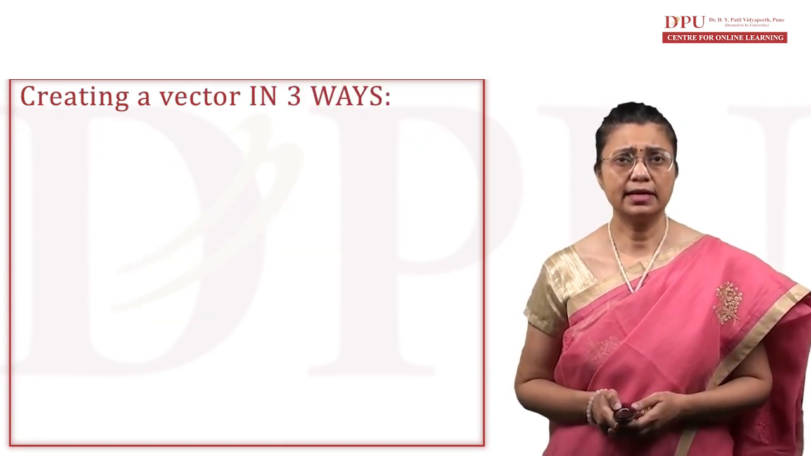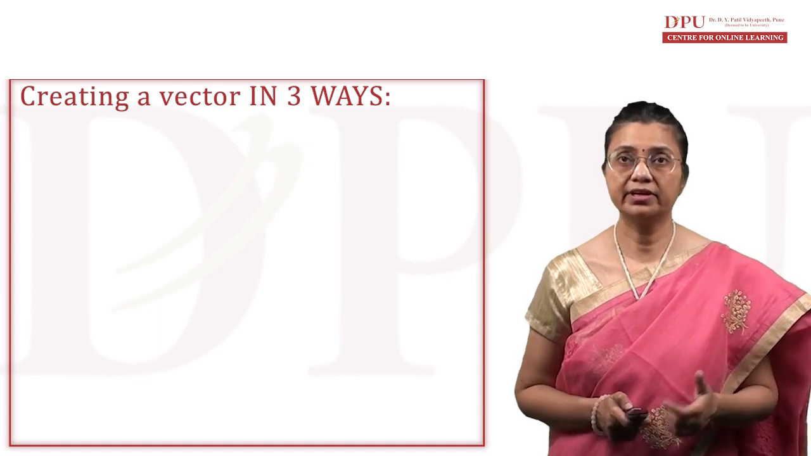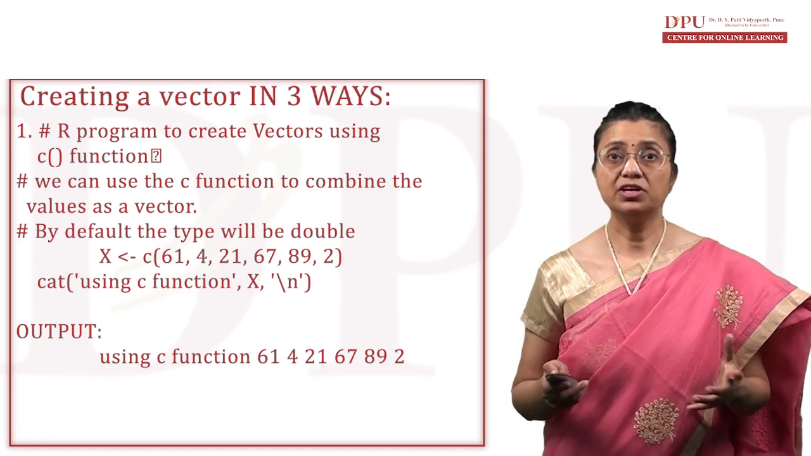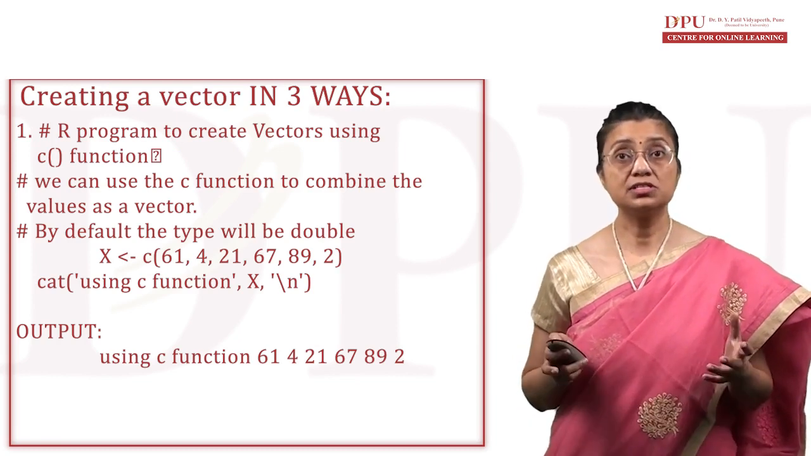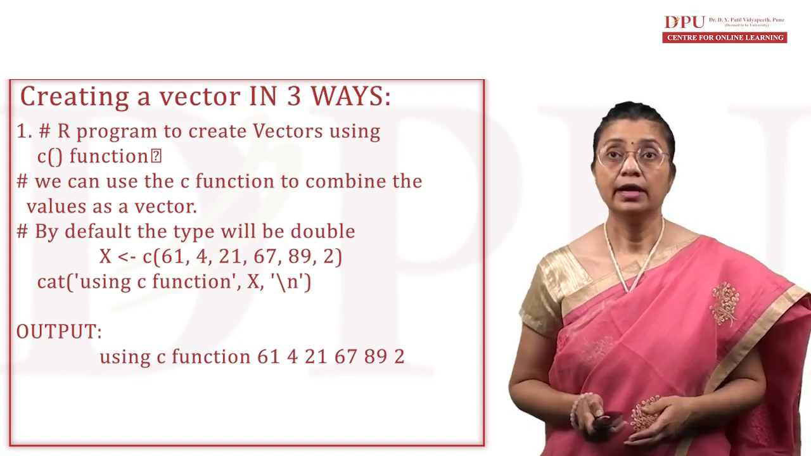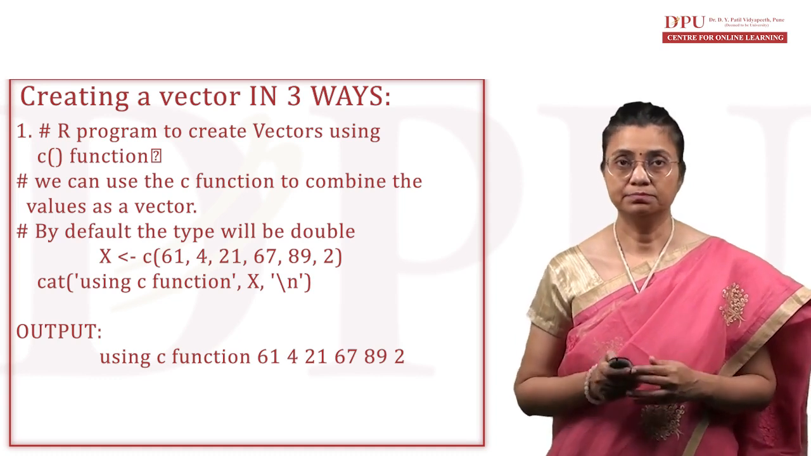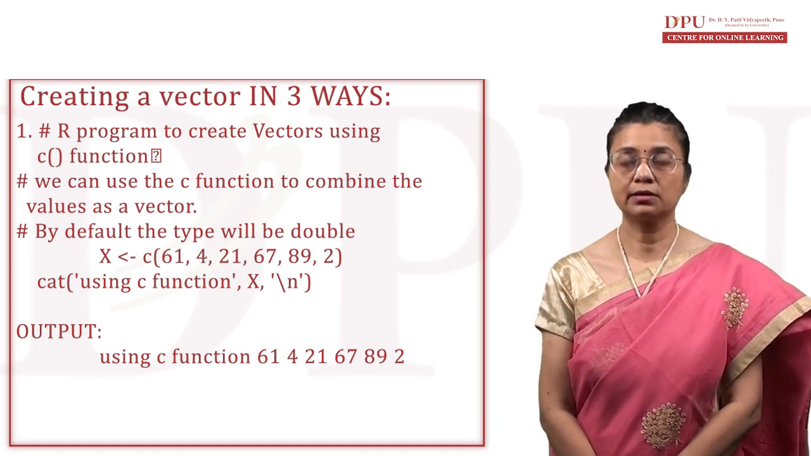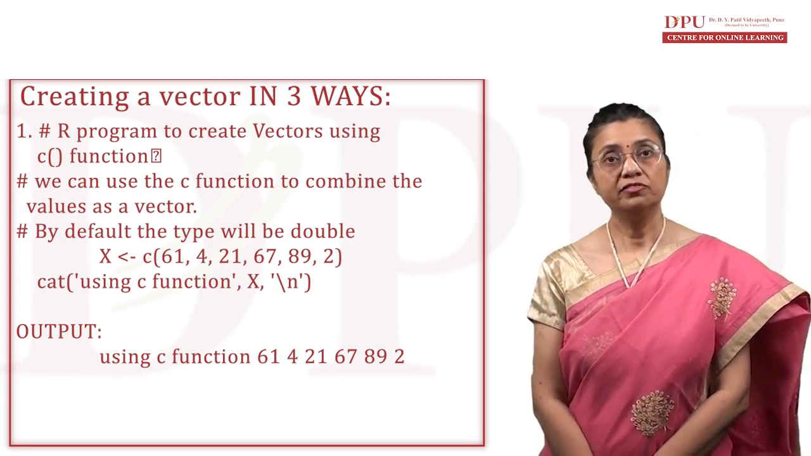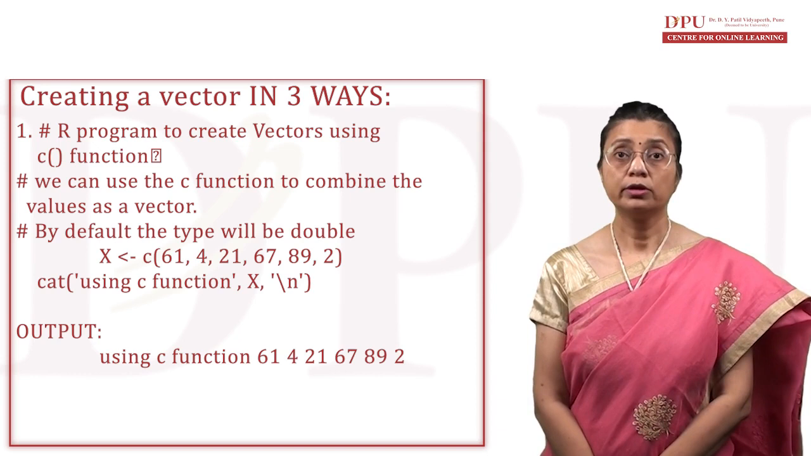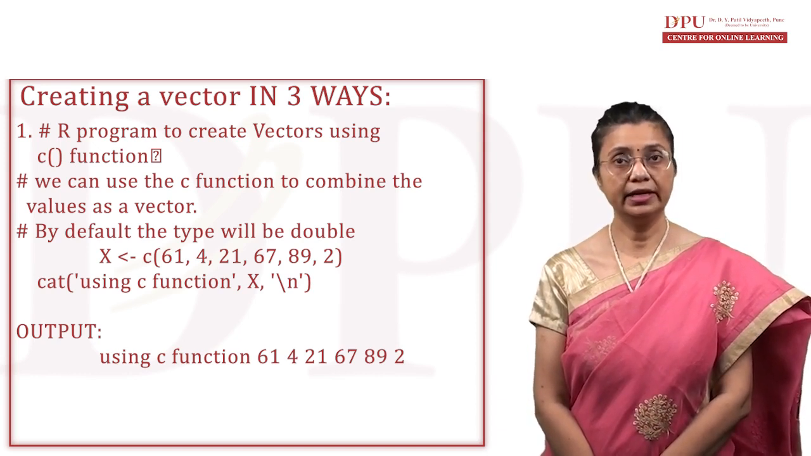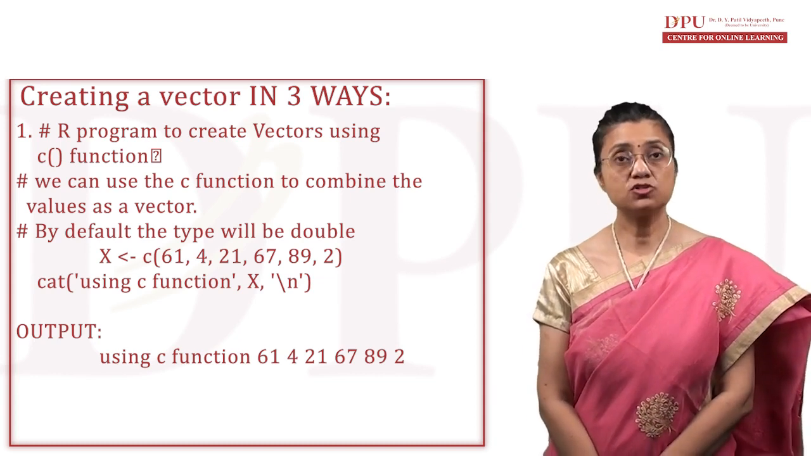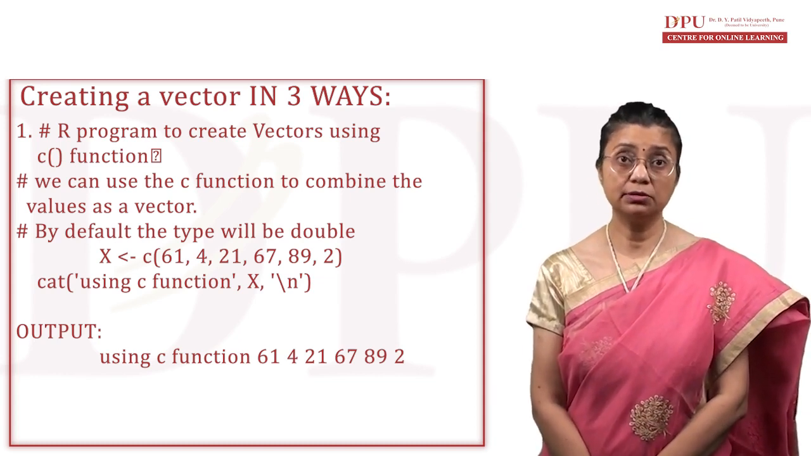Now let's understand creating a vector in 3 different ways. The first one we are using again and again throughout this session, and we have seen the c function, which is called the combine function, and it combines the values as a vector. By default, the type will be double. So you can see over here, I have written c within brackets 61, 4, 21, 67, 89 and 2. This is the list of double values, and this list of values is assigned to a variable x.